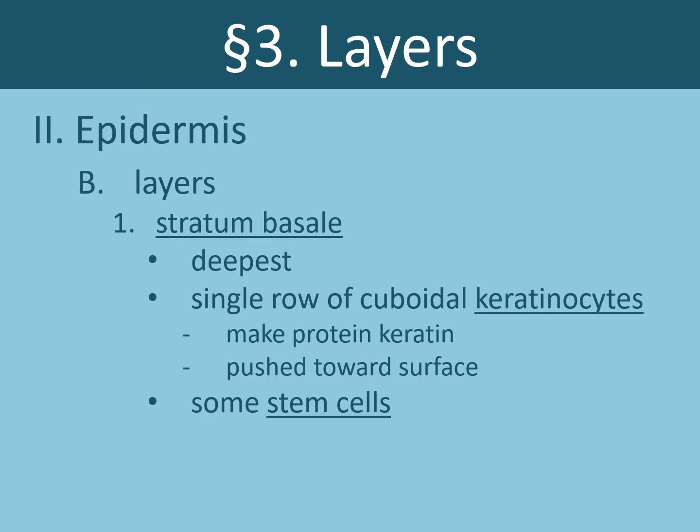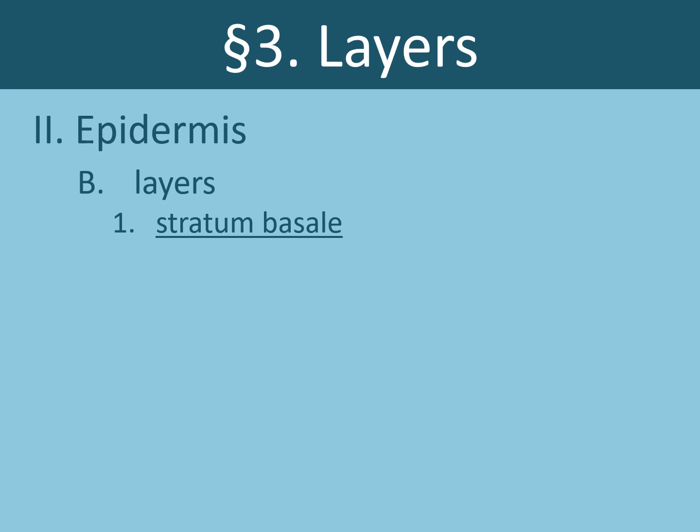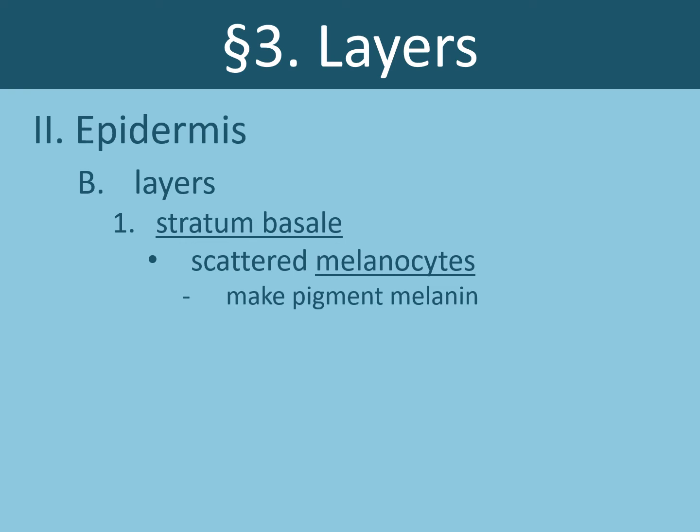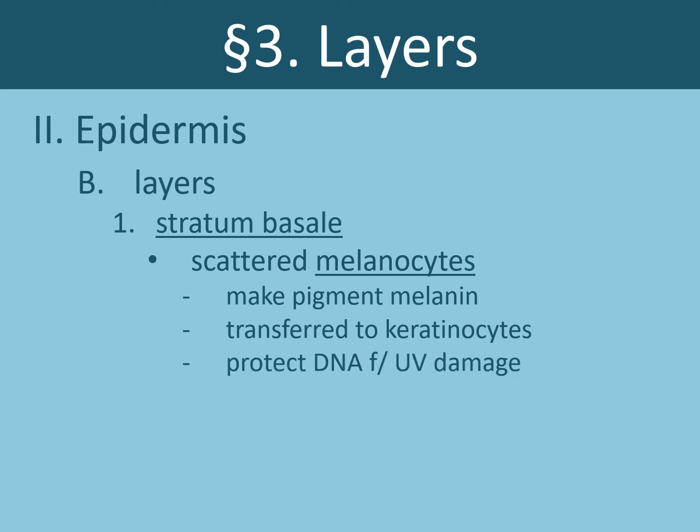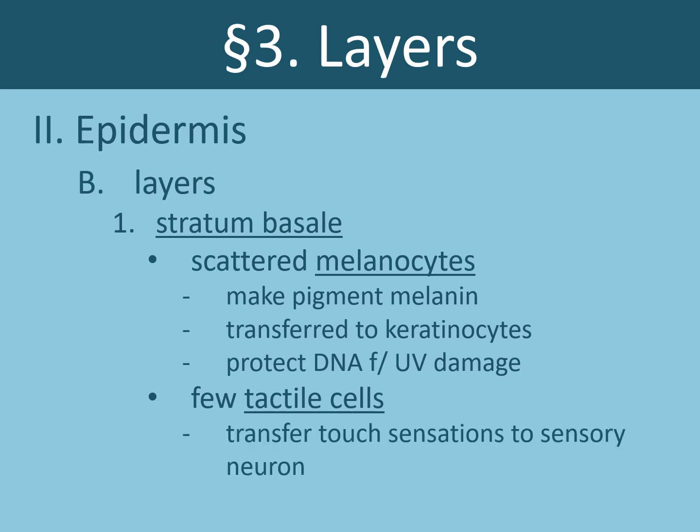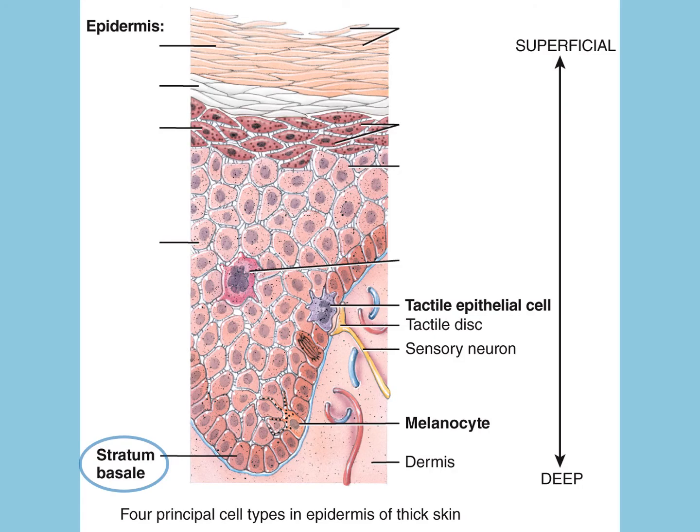Some cells in the stratum basale are stem cells, and they divide and give rise to the keratinocyte. Scattered throughout the stratum basale are melanocytes, which make the pigment melanin. Melanin is transferred to neighboring keratinocytes, and these cells use the pigment to protect their DNA from damage due to UV light exposure. Within the stratum basale are a few tactile or Merkel cells, which transfer sensations of touch to sensory neurons.